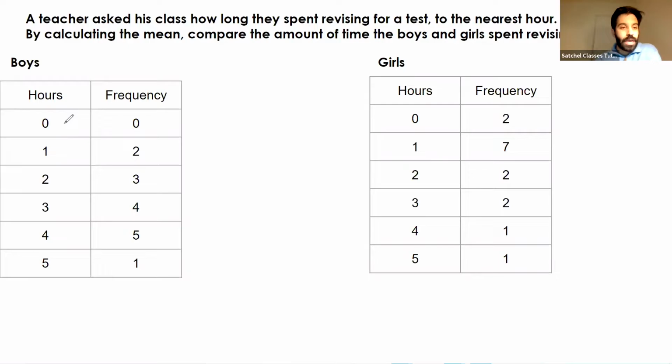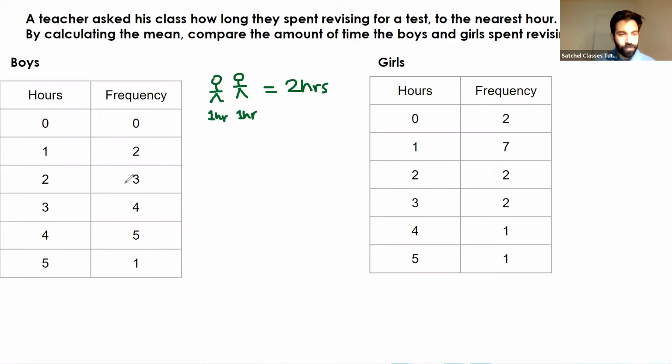So here it says 0 boys spent 0 hours. Over here we have 2 boys spent 1 hour studying. So 2 boys each spent 1 hour and 1 hour. So that is a total of 2 hours.